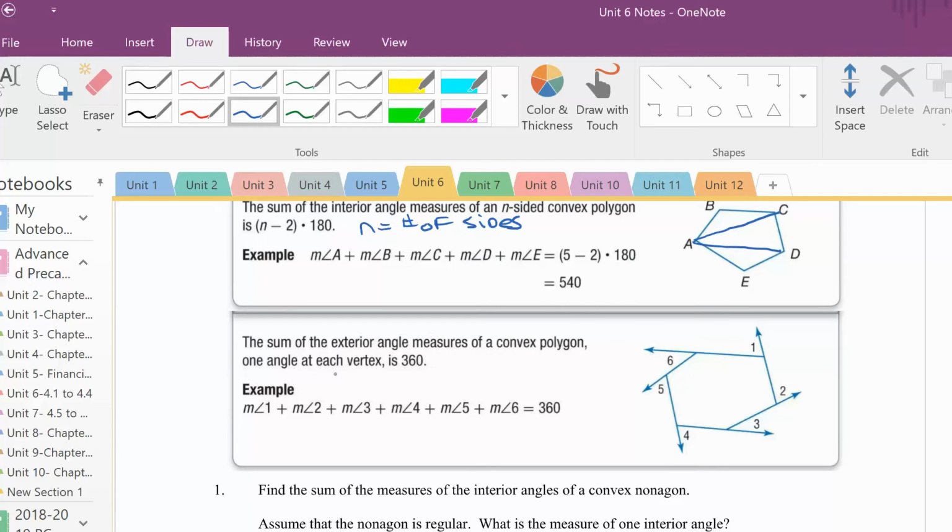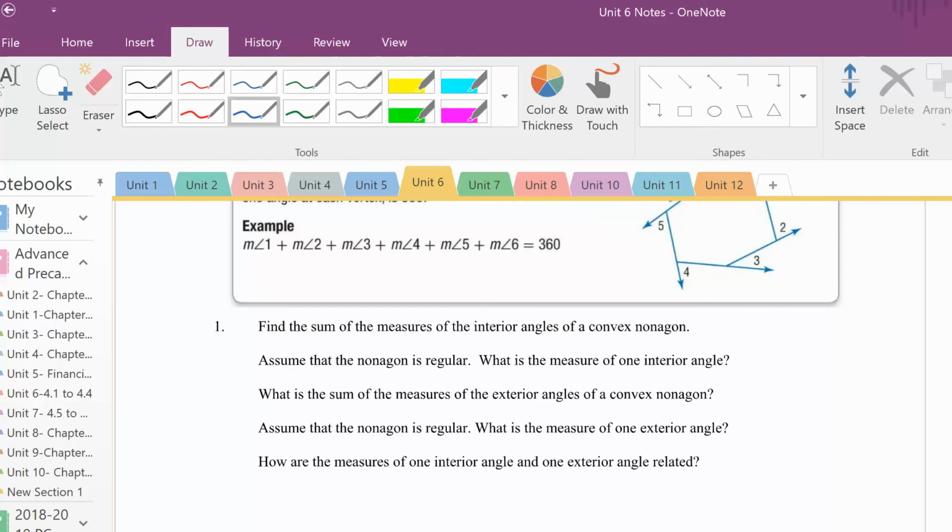The sum of the exterior angles in any convex polygon is going to be 360 degrees, no matter what the polygon is. So interior angles, you always take the number of sides minus 2 times 180. Exterior angles are always going to be 360.